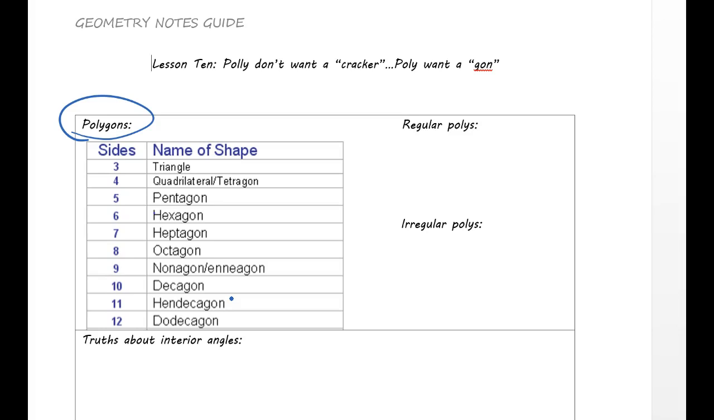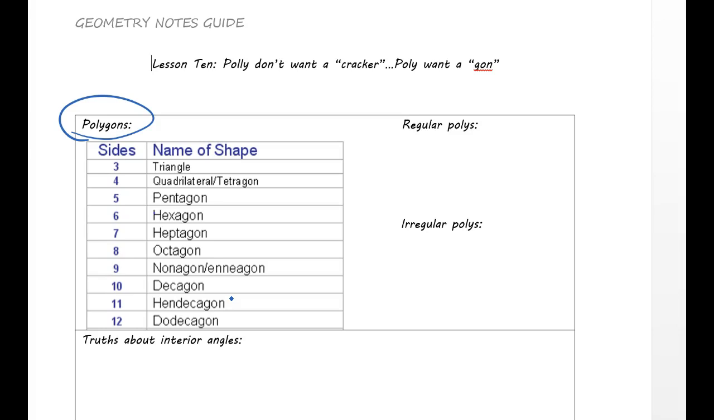Now, what we're going to do in this video is talk about the difference between a regular and an irregular polygon, and then what's true about all the angles, okay? Because there are all these different things that you can do as long as it's a regular polygon. Now, a regular polygon and an irregular polygon are very different.